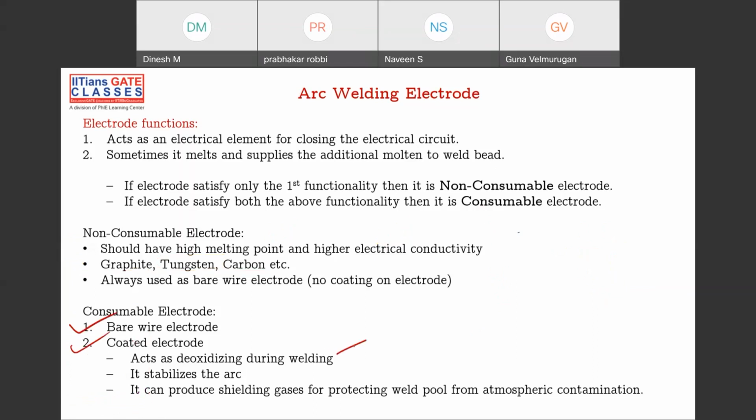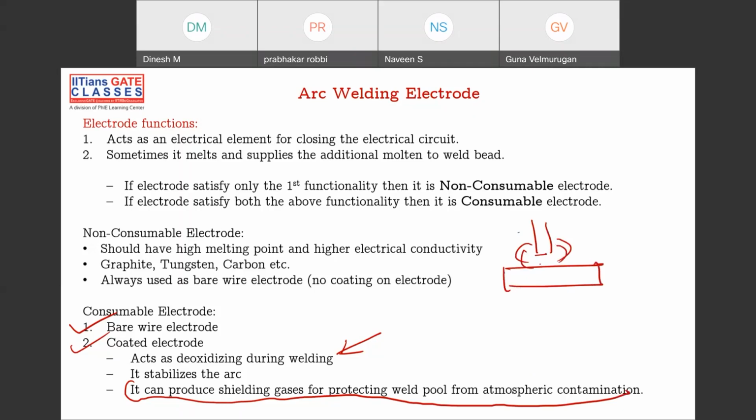Because it acts as a deoxidizing agent during the welding. It produces shielding gases to protect from atmospheric contamination. So when you're doing the welding, the arc is generated and the coating is already there. This is the bare electrode and this is the coating. Bare means the pure electrode without coating. As the coating melts, some kind of fumes are generated, and those fumes act as a protection layer so that the ambient oxygen does not attack the weld pool. If the ambient oxygen attacks the weld pool, oxidation will happen. That's not good, because oxygen is contaminating the weld pool. If you don't want that to happen, you coat it, and fumes are generated.